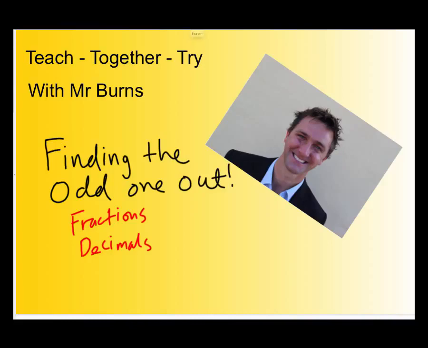Hello students, welcome to Teach Together Try. Today we're looking at finding the odd one out. We're going to look at a bunch of fractions and a bunch of decimals, and 3 are going to fit and 1's going to be the odd one out, and we're going to have to work out which one is the odd one out. To do that, we're going to need to do some conversions. So we're going to be converting fractions to decimals and decimals to fractions, perhaps.